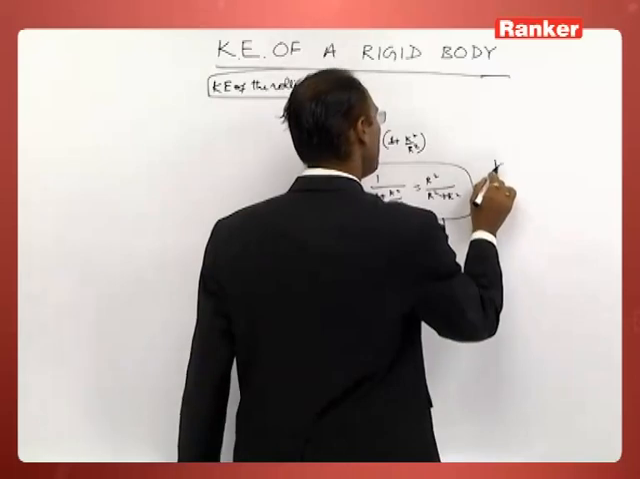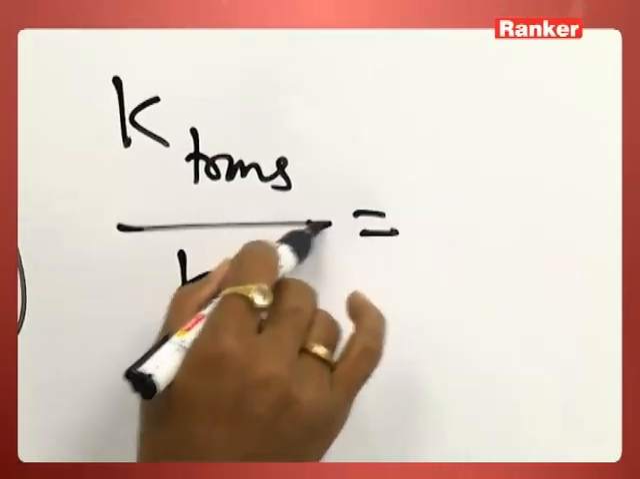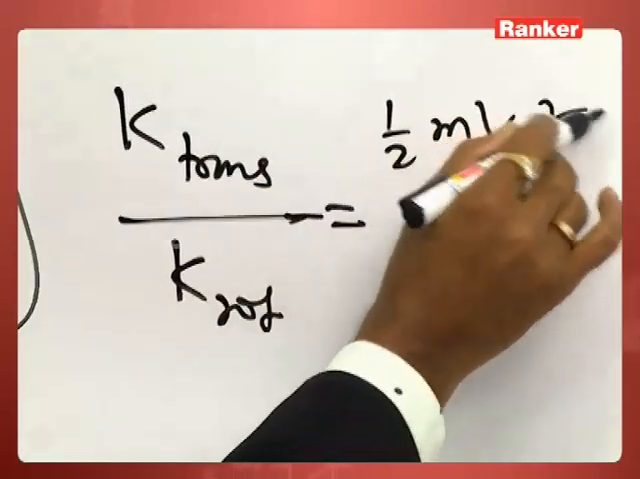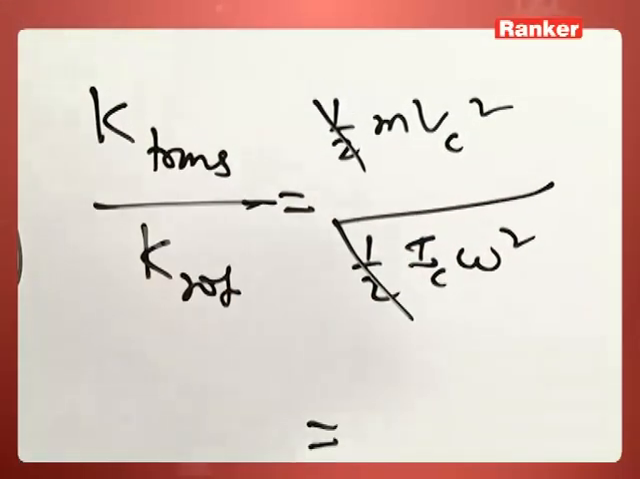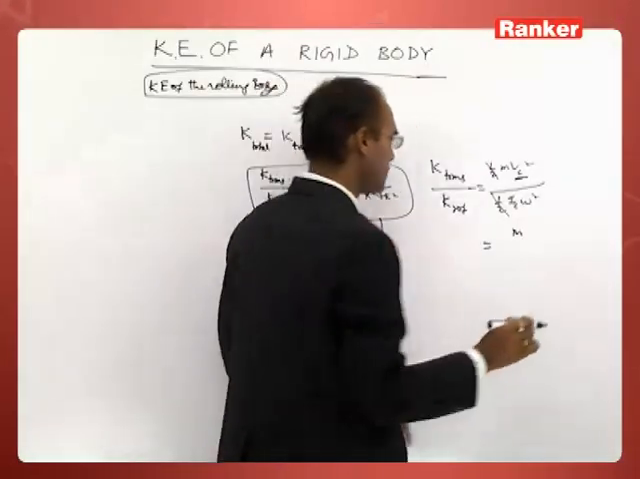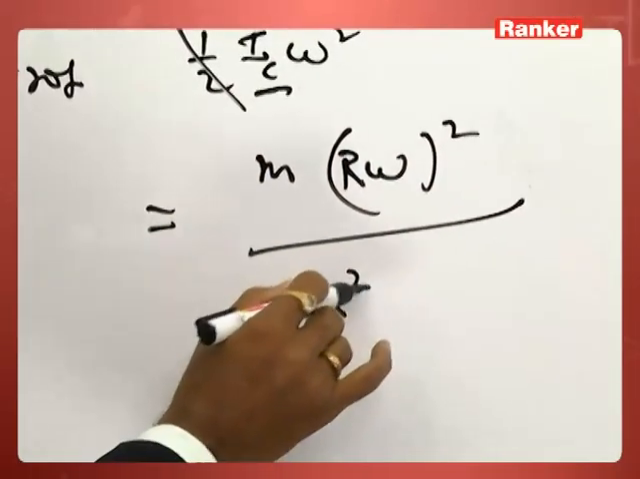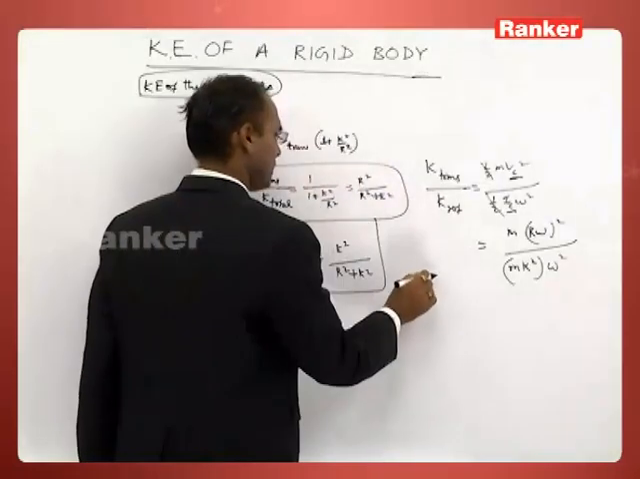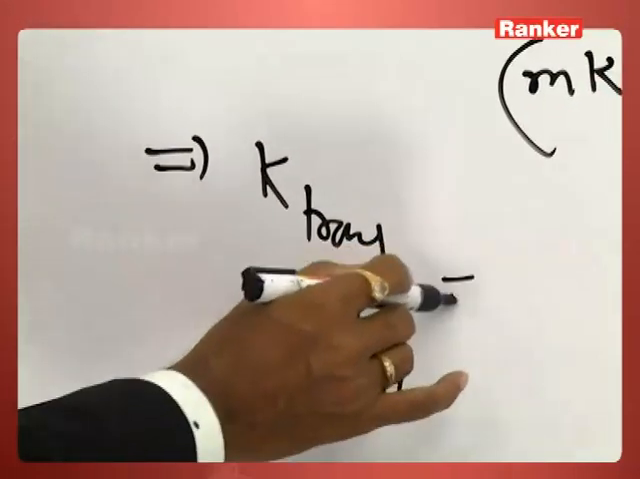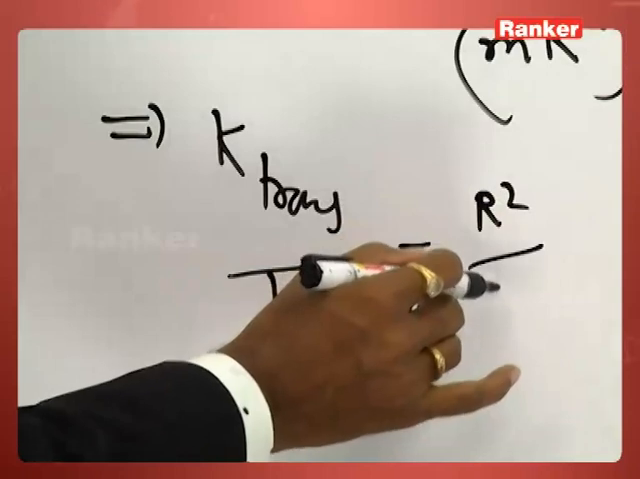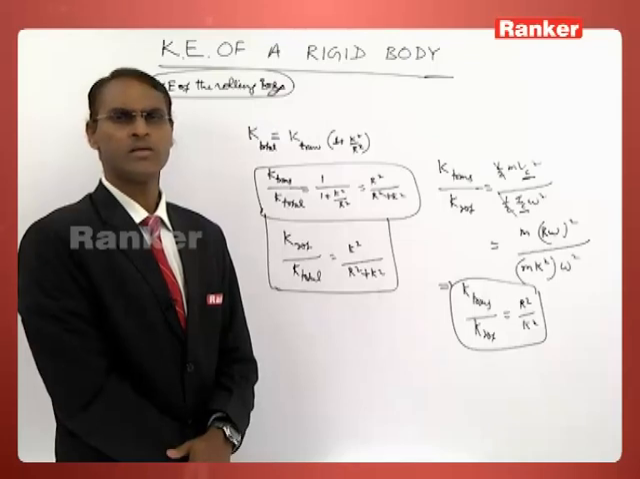If you want to calculate the ratio of translational kinetic energy and rotational kinetic energy, you can get half m Vc square by half Ic omega square. Half will be getting cancelled. m Vc, instead of Vc you can write r into omega. Instead of Ic you can write mk square into omega square. Therefore, the ratio of translational kinetic energy and rotational kinetic energy can be written as r square upon k square. So using this formula, directly you can solve some problems.